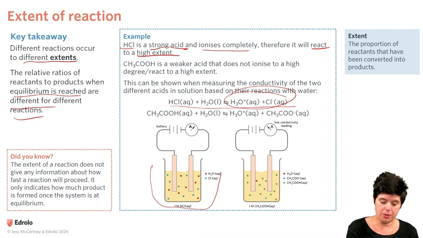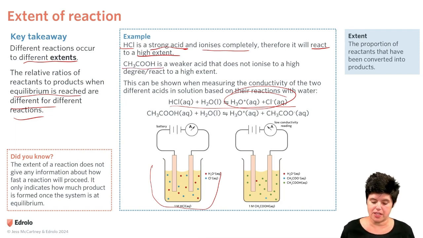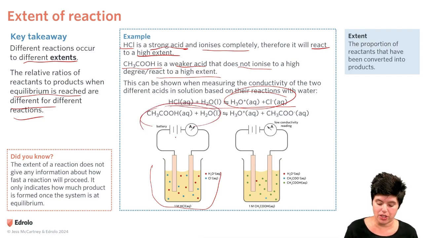Now, when we have something like ethanoic acid, it is a weak acid. If you remember from year 11 chemistry, weak acids do not ionize completely, and therefore they do not have a high degree or react to a high extent. So that means that lots of the reaction actually sits on this reactant side.